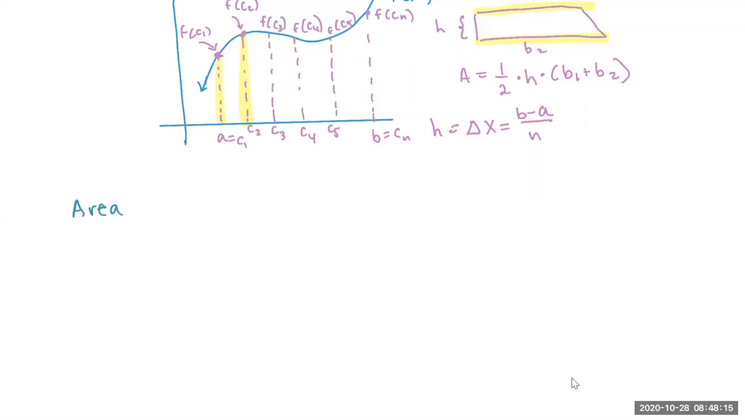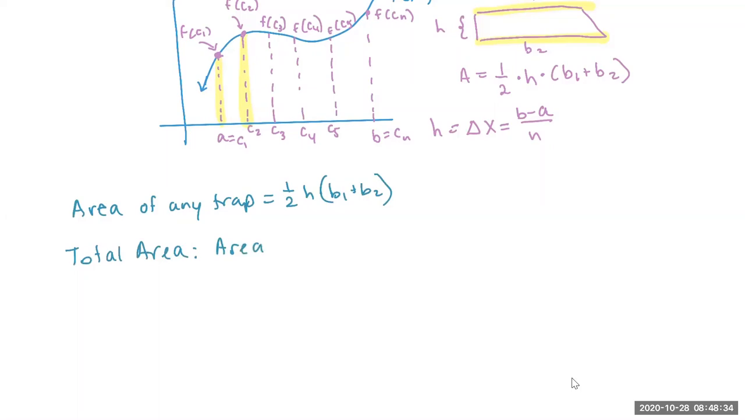So let's crank out this formula to come up with what it is. We said that the area of any trapezoid is equal to 1/2 height times base 1 plus base 2, quantity. Okay, and if we wanted the total area, what we would do would be the area of the first trapezoid plus the area of the second trapezoid plus ... the nth trapezoid. Okay, so let's start with the first one, and we'll just do a few to get an idea of where the formula comes from.